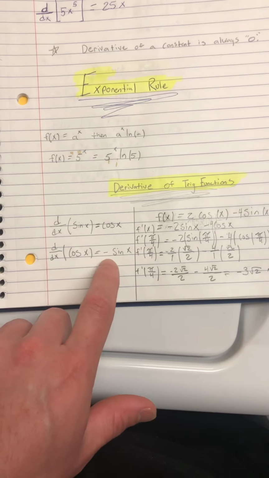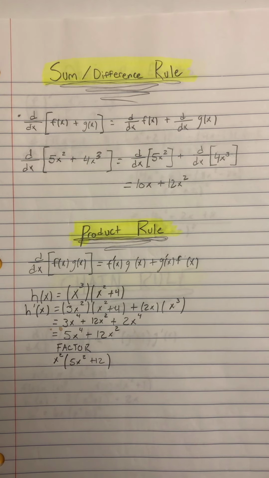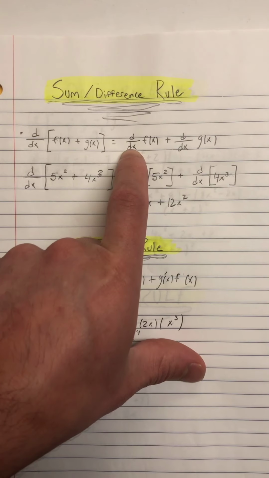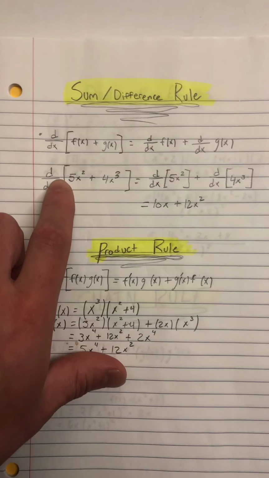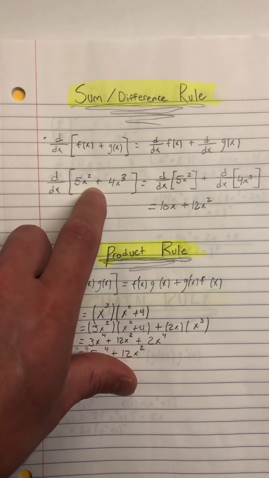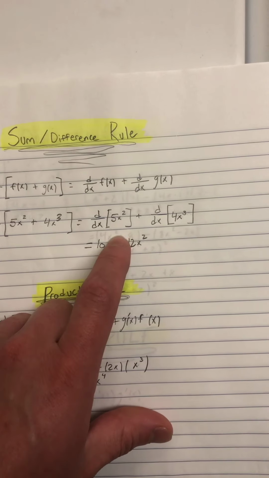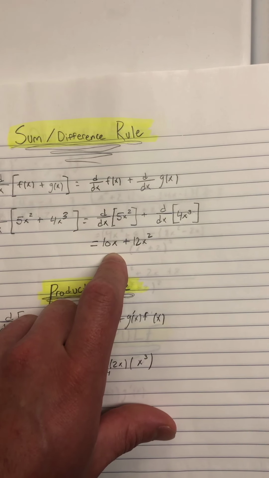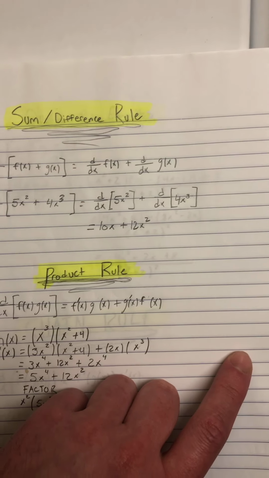This one's called the sum difference rule. So you're taking the derivative of two numbers or two functions being added together. You'd simply just take the derivative of the first function plus the derivative of the second function. So you got the derivative of 5x squared plus 4x cubed. Take the derivative of both of those, you'd get 10x plus 12x squared. Simply what it would be.